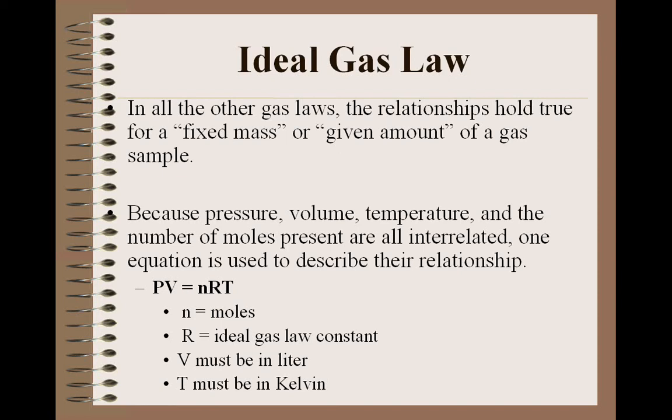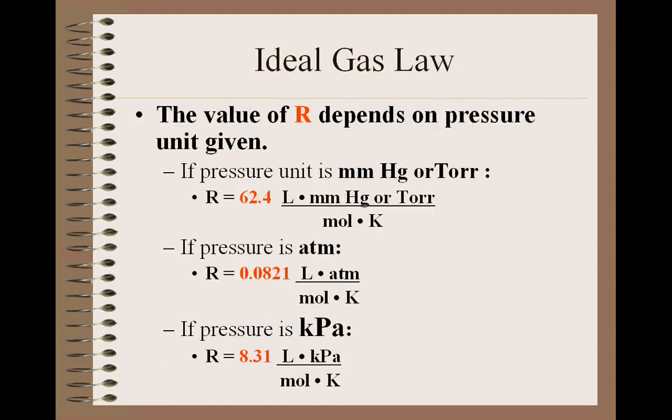PV equals nRT. P being pressure, V volume must be in liters, n is the number of moles, R is the ideal gas law constant, which we'll go over, and T, the temperature, must be in Kelvin.